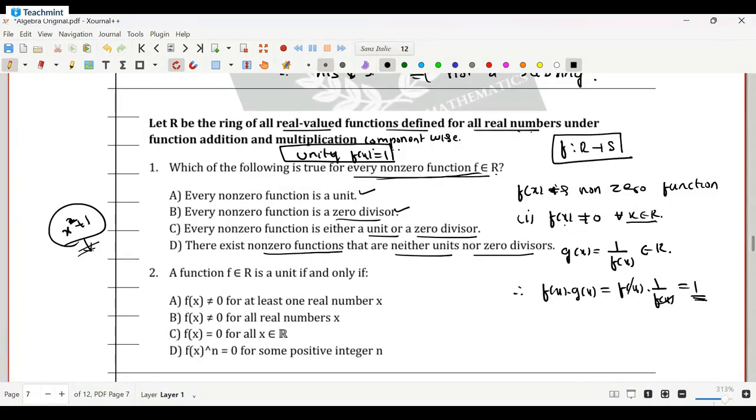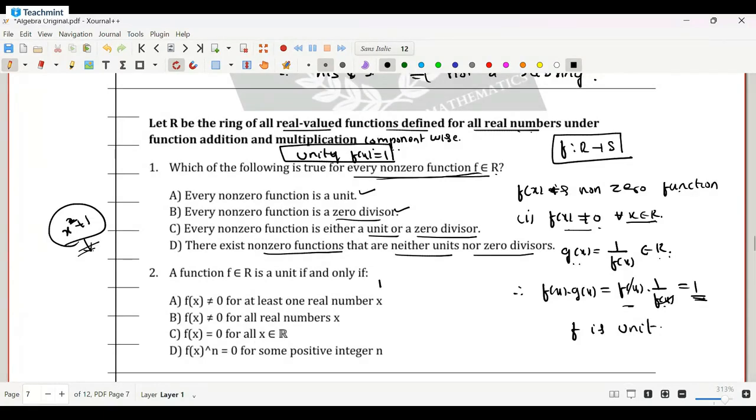So therefore if you take any non-zero function where f of x is never zero in R, then there exists g of x equal to 1 by f of x belonging to R such that f into g is equal to 1. That means f is a unit in R.